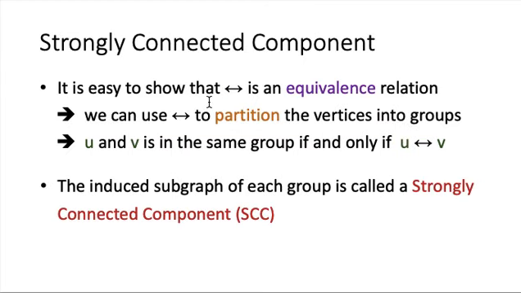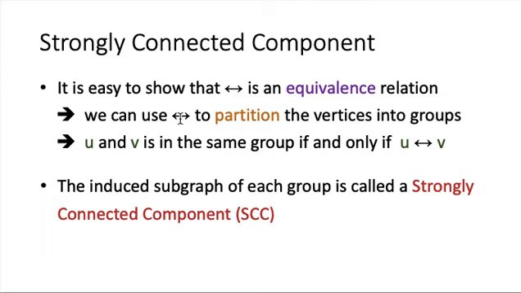Now, we can easily show that mutually reachable is an equivalence relation. An equivalence relation has the property that u is related to u for any u. If u is related to v, then v is also related to u. And finally, there is a transitive property: u is related to v, and v is related to w, implies u is related to w. So we can easily check that this mutually reachable idea is an equivalence relation.